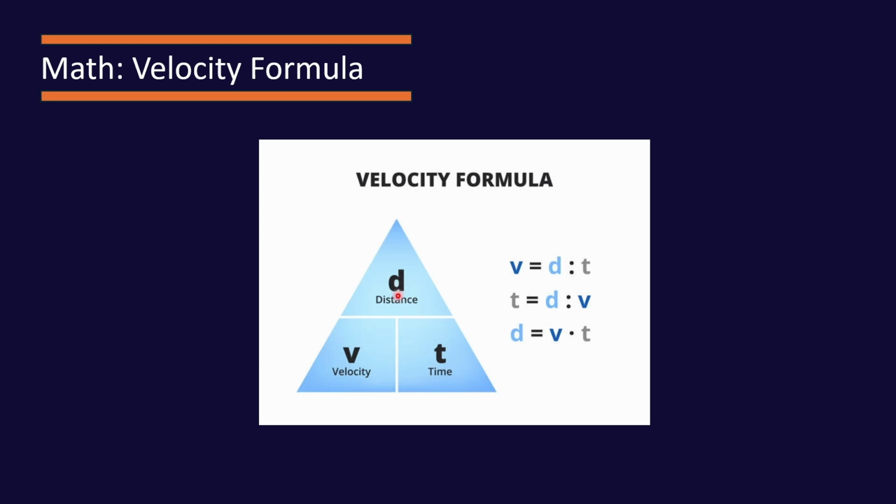Okay, and let's say I want to find velocity. Then I take d, distance, and divide it by t, time. Let's say I want to find t, then I'll take d, distance, and divide it by velocity. So if it's horizontal, you multiply. If it's vertical, you divide the top by the bottom, either d by v or d by t.